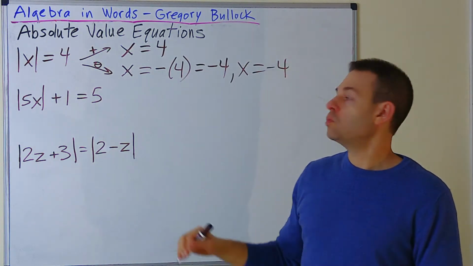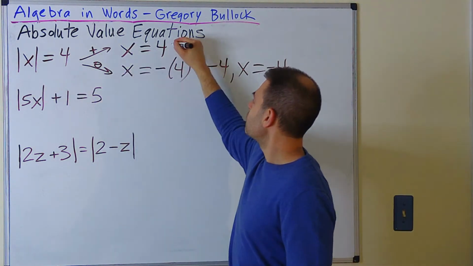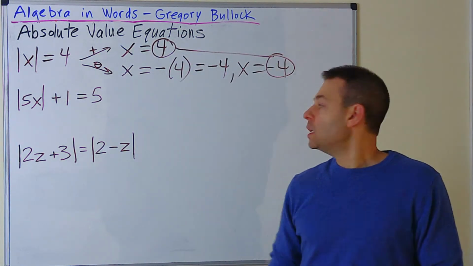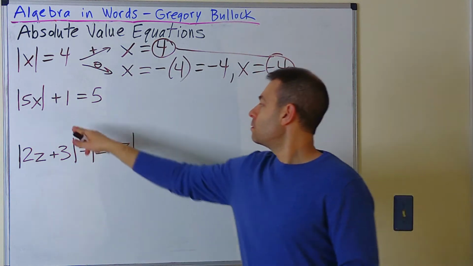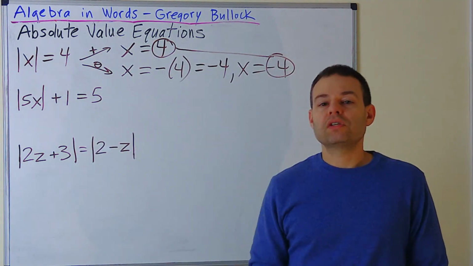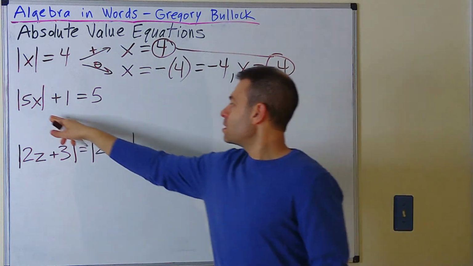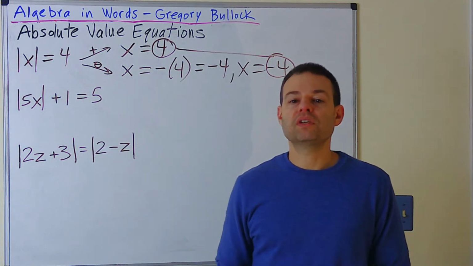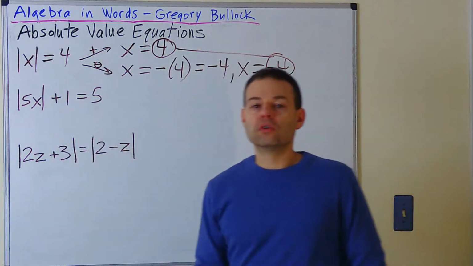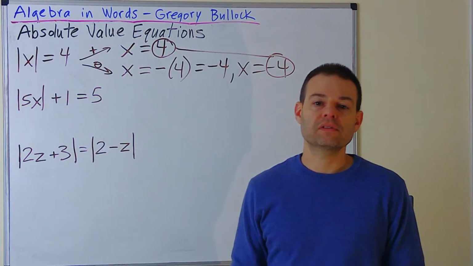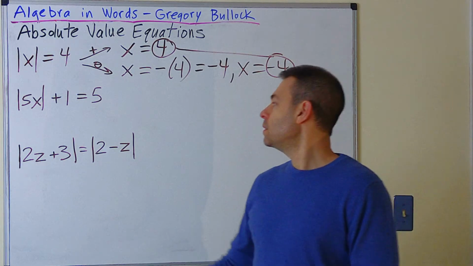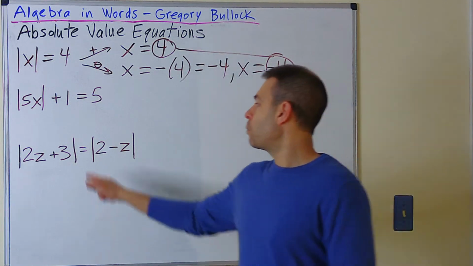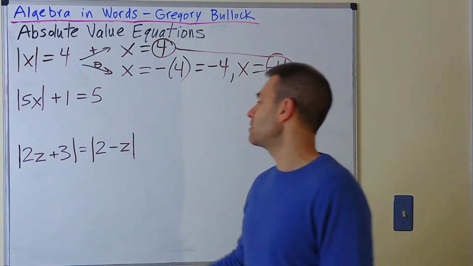So the answer to this equation is 4 and negative 4. Let's apply that method to the next equation. Now I chose this equation because this starts off not in simplified form. What's in the absolute value group is simplified, so there's nothing to do inside. However, the group is not alone to start. So we want to isolate it, and we're going to subtract 1 from both sides.